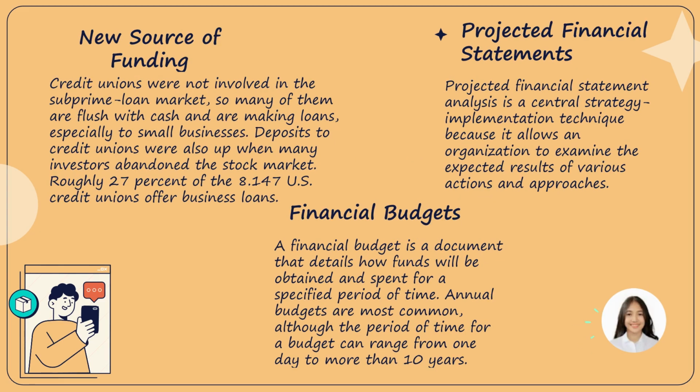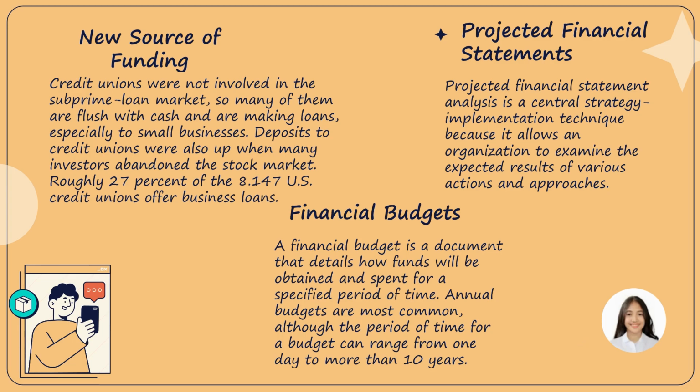I am Justin Soriano, and I am going to discuss the new source of funding. A new source of funding is credit unions, which, unlike others, didn't get into risky loans. They have a lot of money and are now giving loans, especially to small businesses. More people put money in credit unions when the stock market was not doing well. About 27% of the 8,147 US credit unions give loans to businesses.